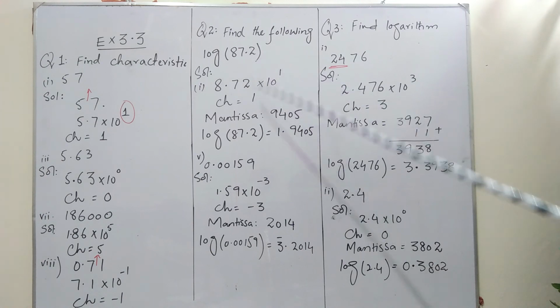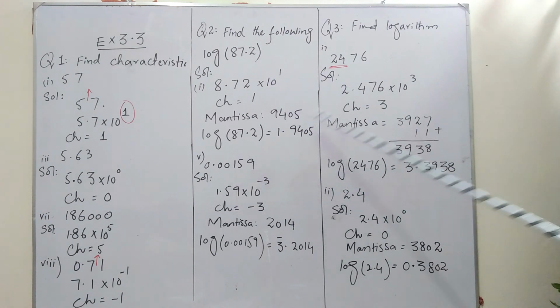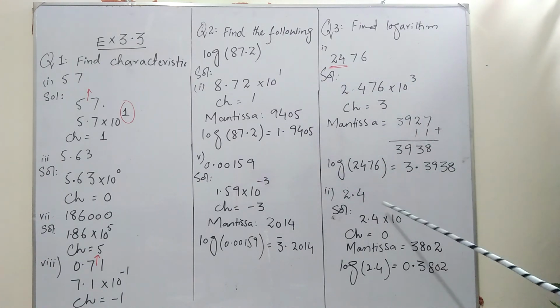Now I have tried to take different values. There are 3 digits, 5 digits, 4 digits, 2 digits, so that you should know how to take the mantissa of numbers having different digits. Now you can find the mantissa of the remaining parts of question number 2 and 3 in the same way.